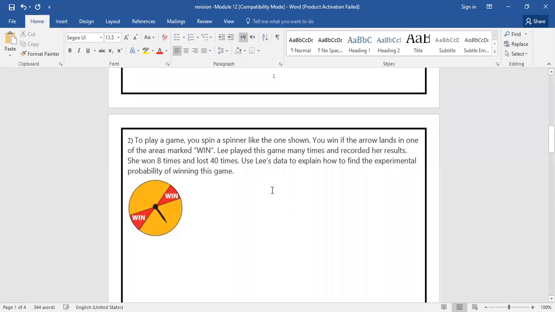To play a game, you spin a spinner like the one shown. You win if the arrow lands in one of the areas marked win. Lee played this game many times and recorded her result. He won 8 times and lost 40. Use Lee's data to explain how to find the experimental probability of winning this game. 8 plus 40 equals 48, and he wins 8 over 48.